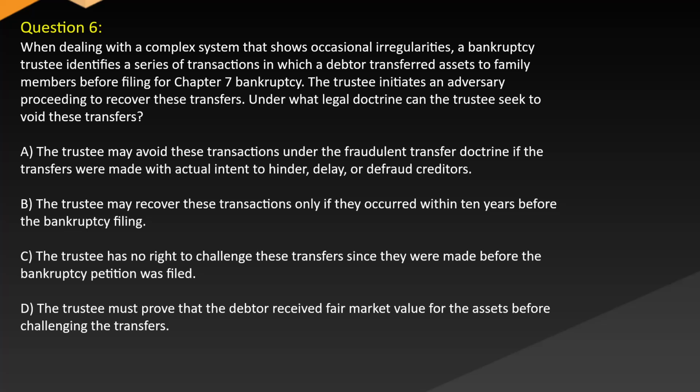A. The trustee may avoid these transactions under the fraudulent transfer doctrine if the transfers were made with actual intent to hinder, delay, or defraud creditors. B. The trustee may recover these transactions only if they occurred within 10 years before the bankruptcy filing. C. The trustee has no right to challenge these transfers since they were made before the bankruptcy petition was filed. D. The trustee must prove that the debtor received fair value for the assets before challenging the transfers.